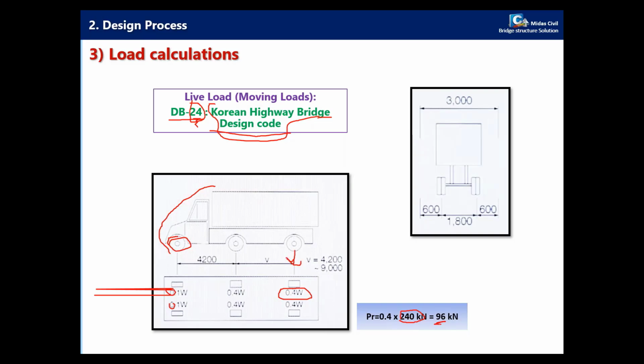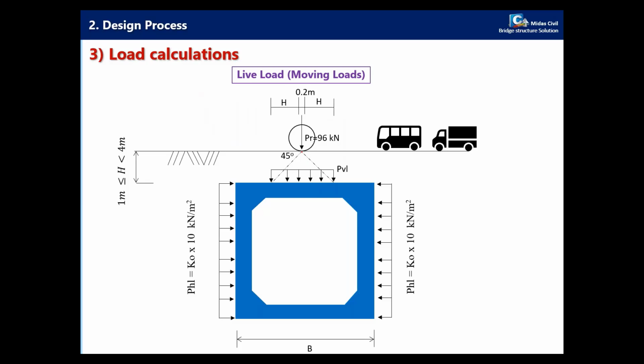And this value, we are going to use it to calculate the live load, or the moving load, applied on the culvert. As the load of the truck doesn't go directly vertical when it passes over the structure, the distribution of the load follows 45 degrees. That's how the distribution of the load happens when a truck is passing over a structure or over the soil.